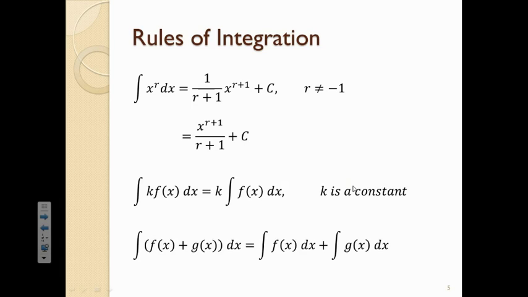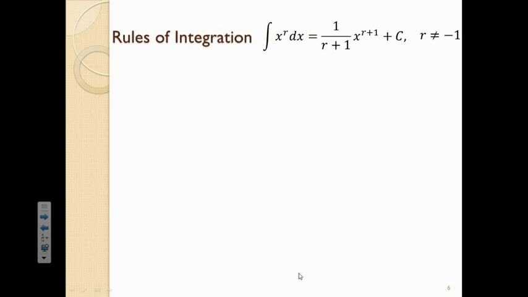Now there are also two other rules of integration that we're going to look at today. The first one we just did, and the second one is, well, what if you had a constant in front of the function? And what if you had two functions that you're adding together? What do you do? Well, that's what these are. But first, let's go back to the first one, the integral of x to the r dx equals 1 over r plus 1, x to the r plus 1 plus c.